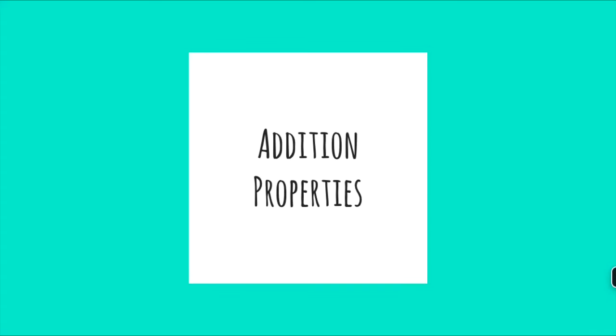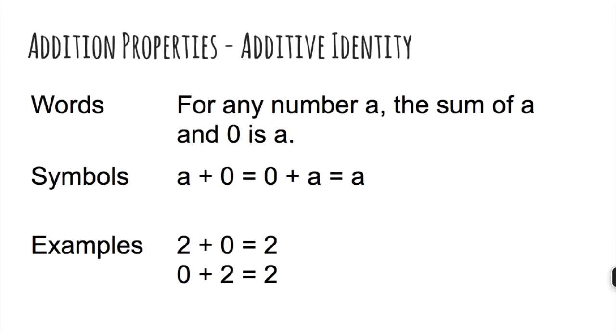Our next set of properties are going to be addition properties. That means that they work for addition. Our first addition property is the additive identity. And something important in the additive identity is the identity.